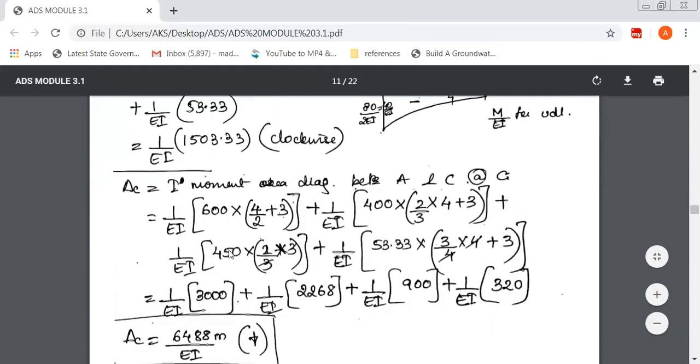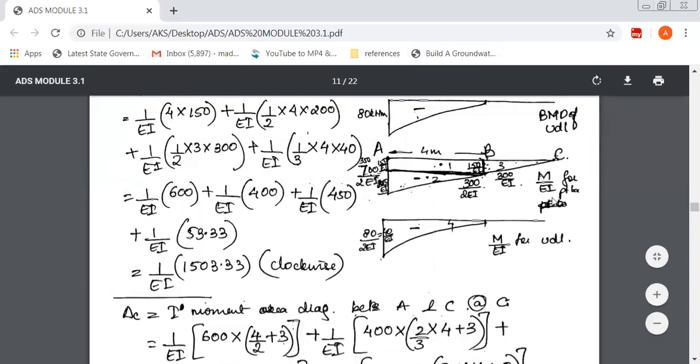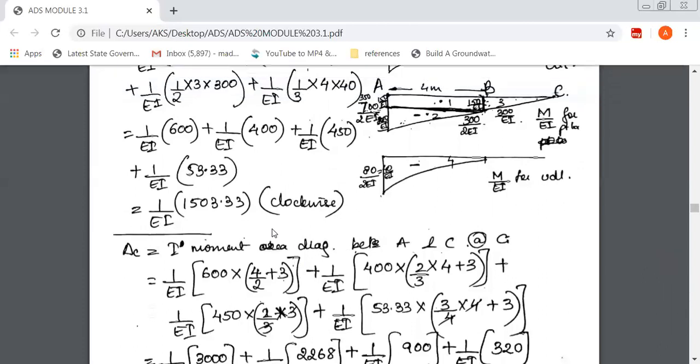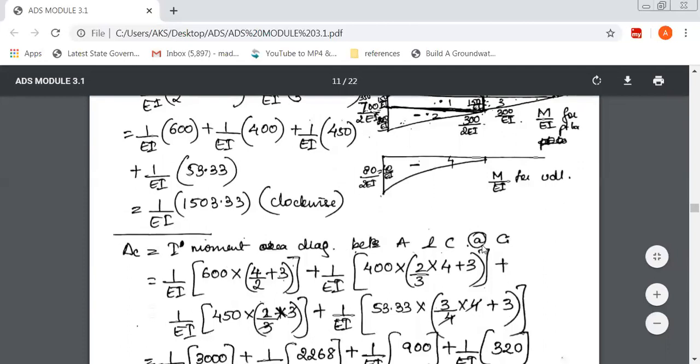Now, things become easy if you solve it like this. Now, see here, because they've asked us to find theta C or delta C here, so always we'll measure the distance with respect to C, that is CG distance with respect to C. Now, first moment of area, so delta C is the first moment of area, or it is also called as moment of area of M over EI diagram. Moment of area is nothing but area into its CG distance.